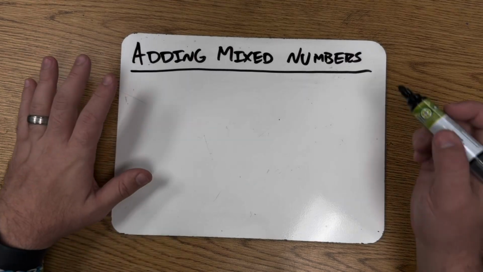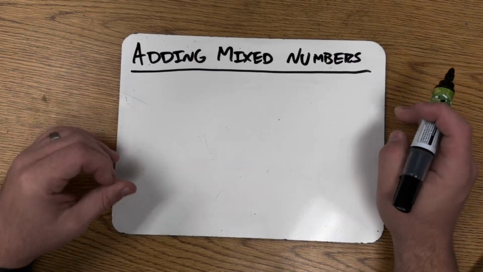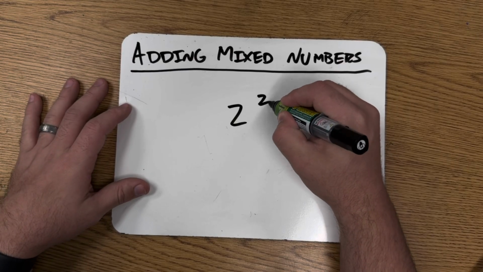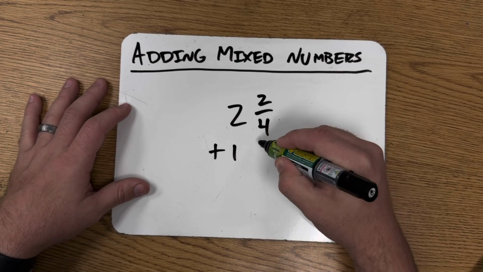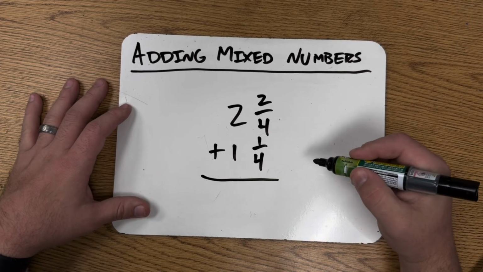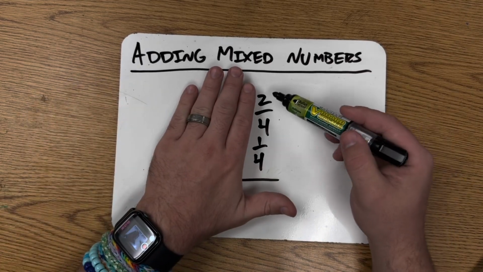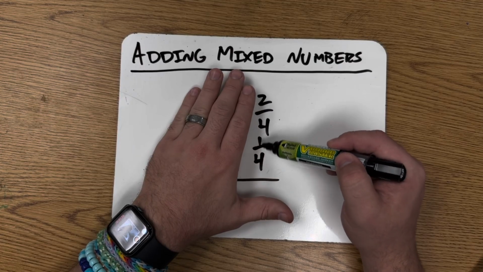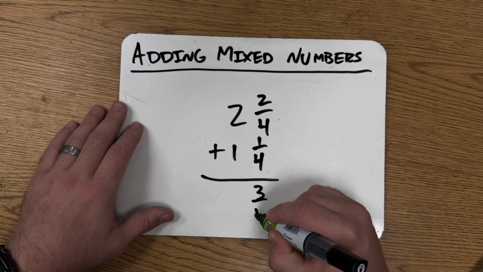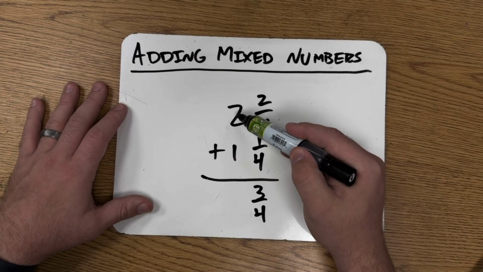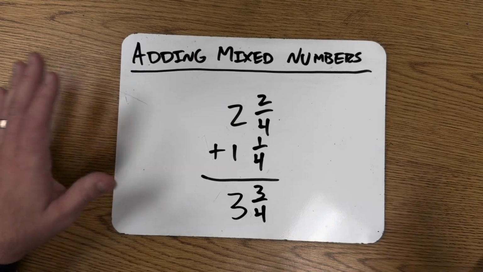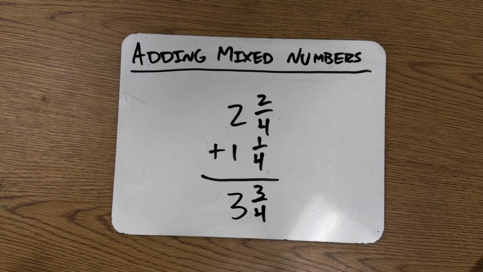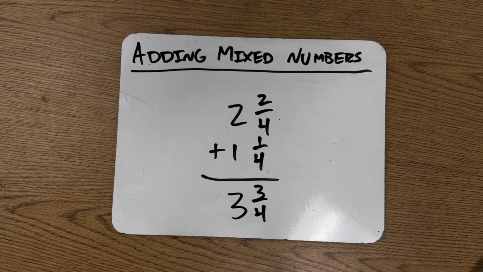Now, when it comes to adding mixed numbers, we have two options, regrouping or not regrouping. Non-regrouping is extremely simple. If I have 2 and 2/4 plus 1 and 1/4, my first step is to cover up my whole numbers. I'm going to look at my fractions here, and I'm going to say, okay, 2/4 plus 1/4, okay? That ends up being 3/4, easy peasy. Now I look at my whole numbers, 2 plus 1, I end up with 3. Bada bing, bada boom, I am done. 3 and 3/4. Adding when you don't have to regroup is an extremely simple process.